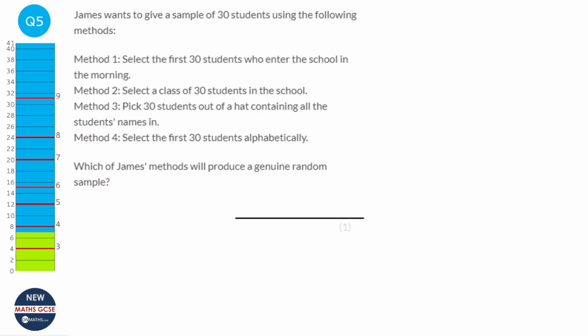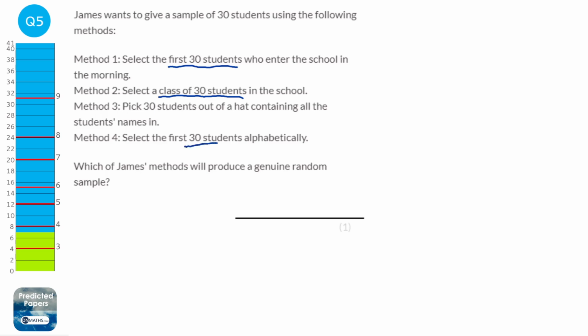The important thing when choosing a sample is that everyone has an equal chance of being picked. So if you look at method 1, picking the first 30 students who enter the school is going to have a bias, because there might be a difference in the type of person who arrives early to school to the type of person who might arrive later. If we select a class in the school, then they're generally all going to be the same age.